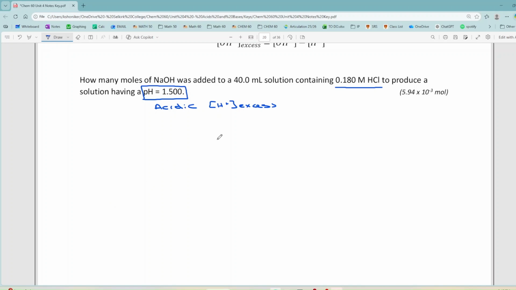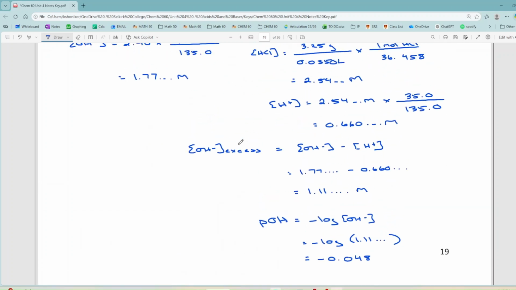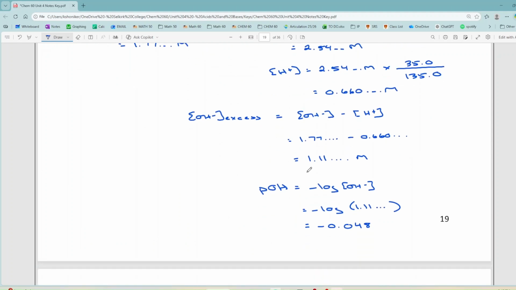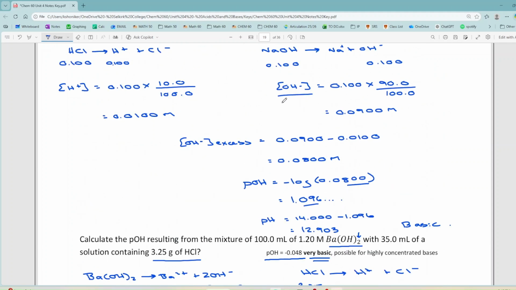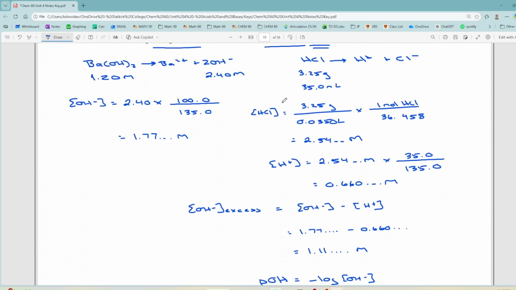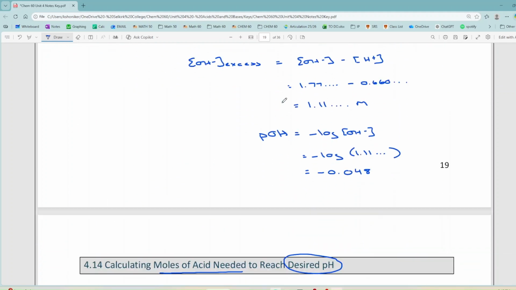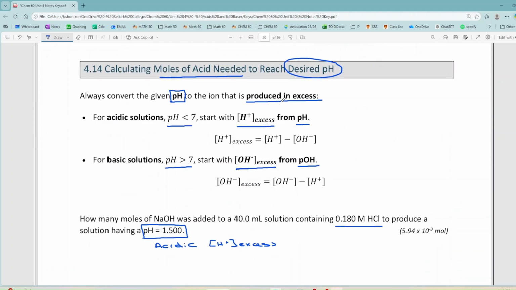If you practice enough of the ones we did before, when we have a pH that is less than 7, we would be finding the hydrogen ions in excess. And if we have a basic solution, we are finding the hydroxide ion in excess. That's the whole gist of it.